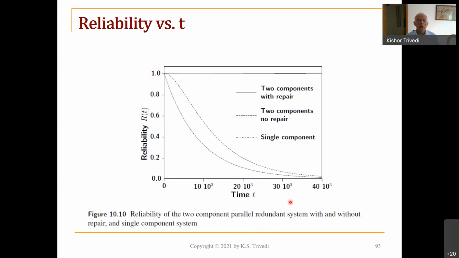So this can be documented in several different ways. This is the reliability of the three cases. This is reliability without redundancy. This is reliability with redundancy, but no repair. And this is reliability with redundancy and repair. It's way out there. Alternatively, this can be seen another way.